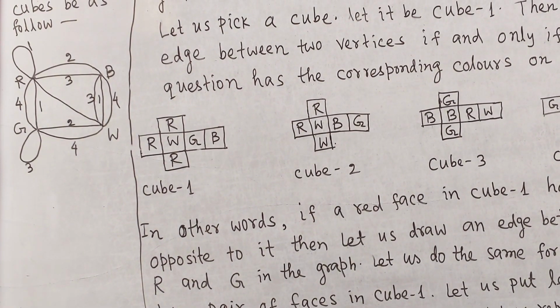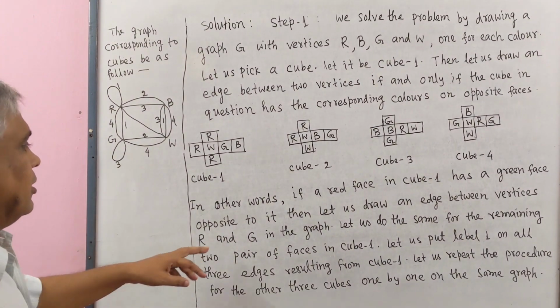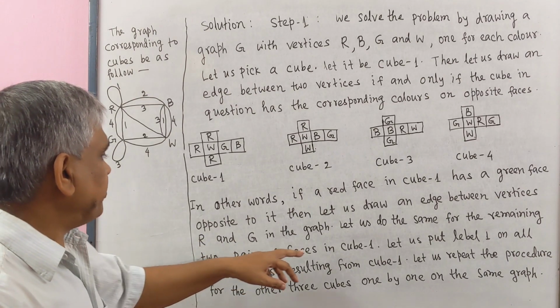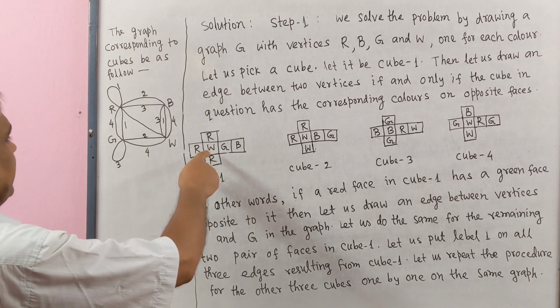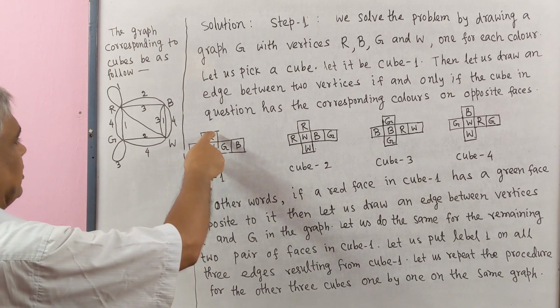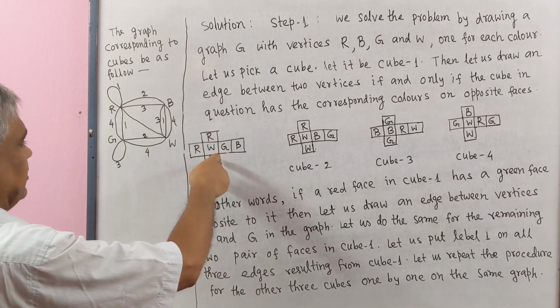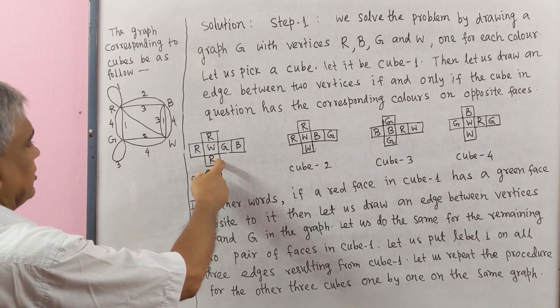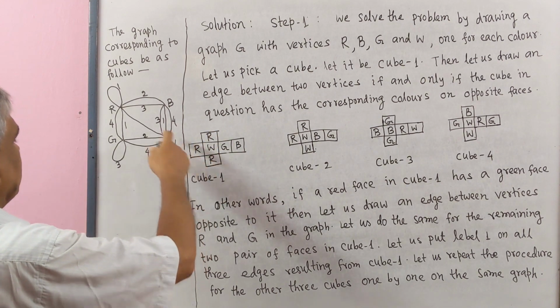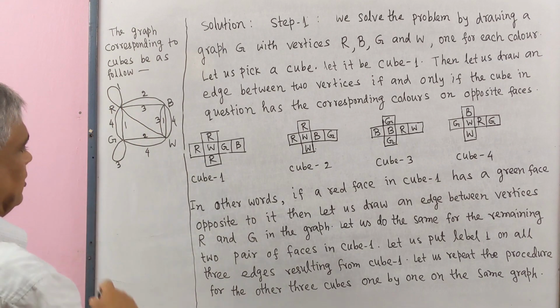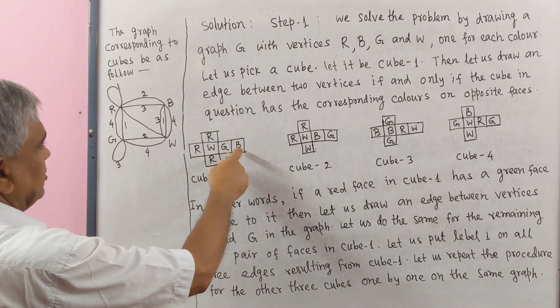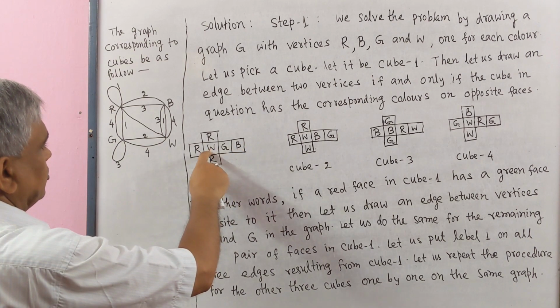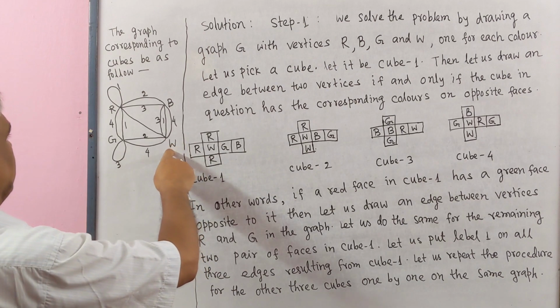Let us do the same for the remaining two pairs of faces in cube 1. The remaining two pairs of faces are: this is the top face and this is the bottom face, so R and R, we draw this edge. And this is the front face and this is the back face, so we draw an edge between W and B.